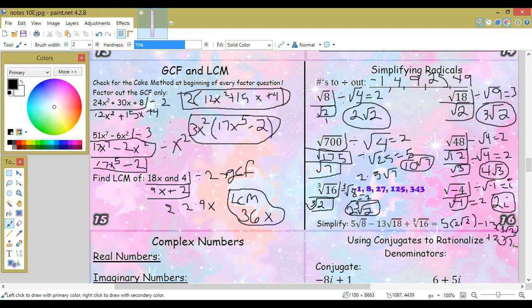We still can't add that cube root because we can't add cube roots with square roots. But we can add these two together now. Let's multiply them and combine them. So I have 10 square root 2 minus 39 square root 2 plus 2 cube root 2. So if you simplify that out, you would get -29 square root 2 plus 2 cube root of 2.